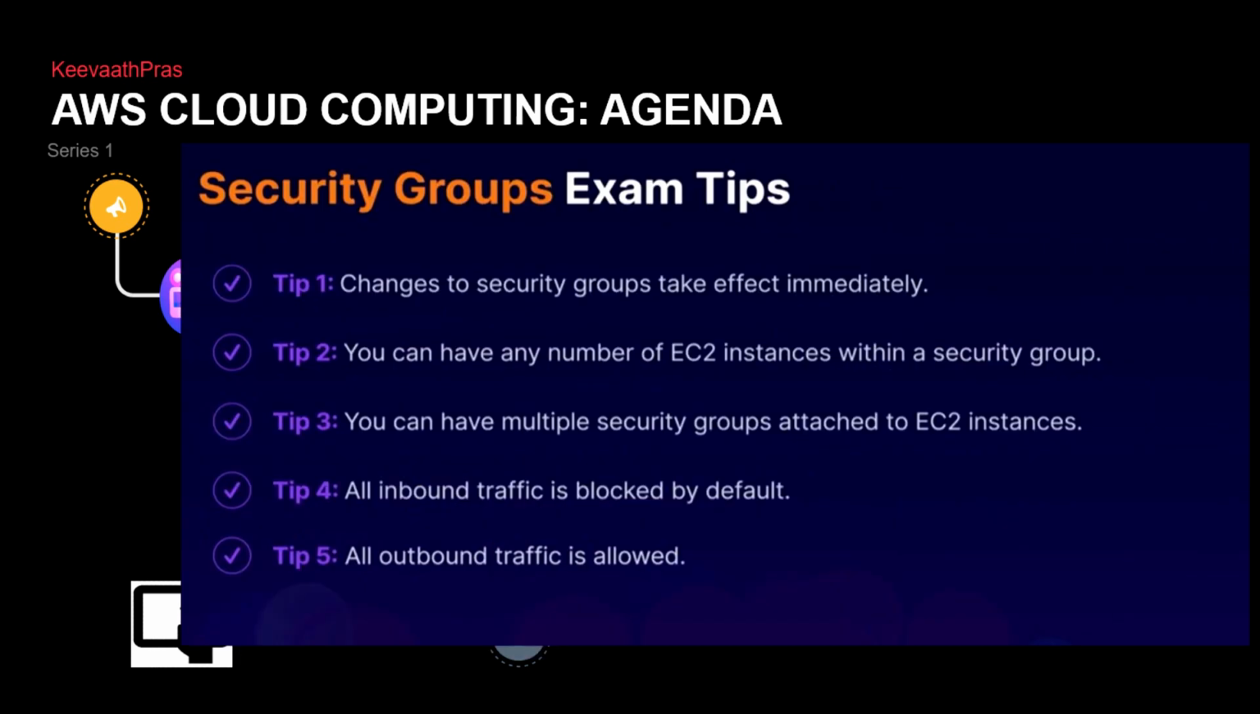So we saw that. The security groups: changes to your security groups take place immediately. Any person can't come into your house. You actually decide the person who comes to your house, but any person can actually go. This is the example I gave you. So by default, all outbound traffic is allowed. Inbound traffic is blocked. You can have multiple security groups attached to an EC2 instance. Okay. And you can have any number of EC2 instances within a security group.